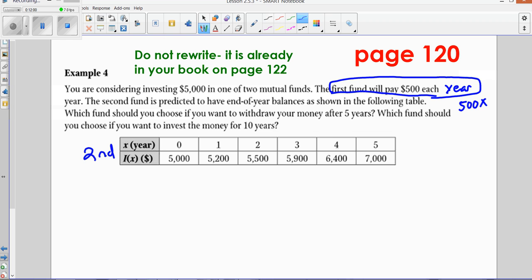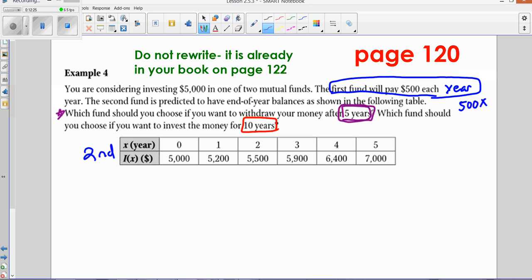and x being years. All right, so now I'm reading here, which fund should you choose if you want to withdraw your money after 5 years? And which fund should you choose if you invest your money for 10 years? So now it's asking us to compare at 2 different rates. So what we're going to have to do is find out how much you have in 5 years and how much you have in 10. So let's start with 5. Let's start with this purple one in 5 years.